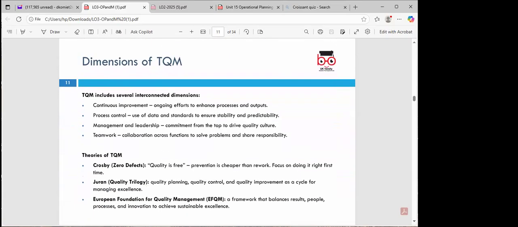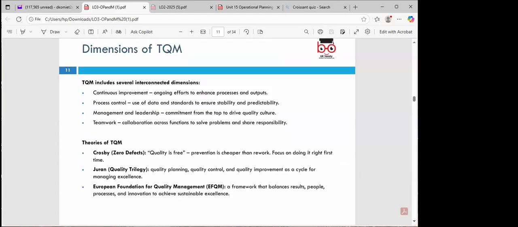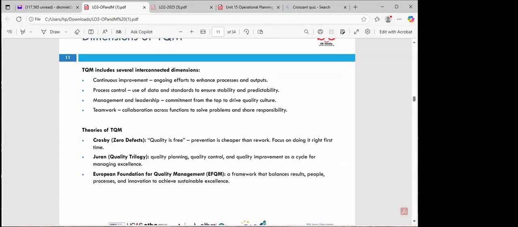The dimensions of TQM. TQM includes several interconnected dimensions. One, it helps in continuous improvement. It helps in process control. Two, it helps in management and leadership. And then lastly, teamwork: collaboration across functions to solve a problem. Commitment from the top to drive quality culture. Process control: use of data and standards to ensure stability and predictability.